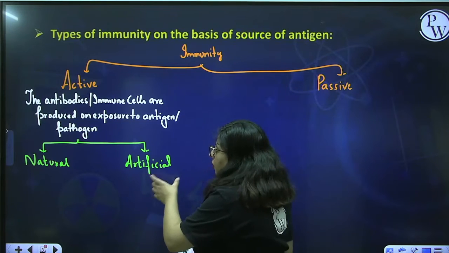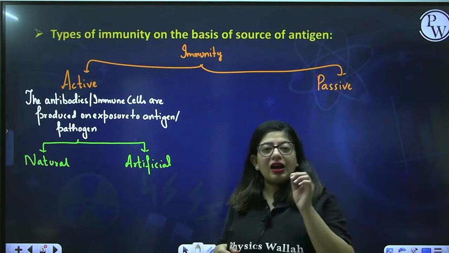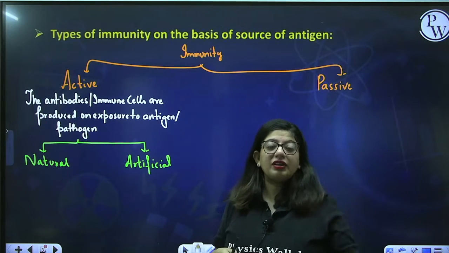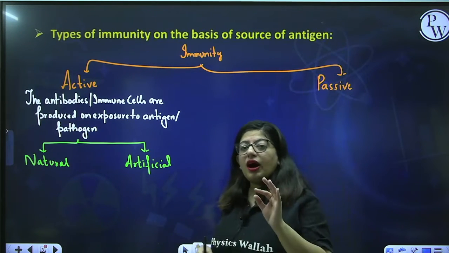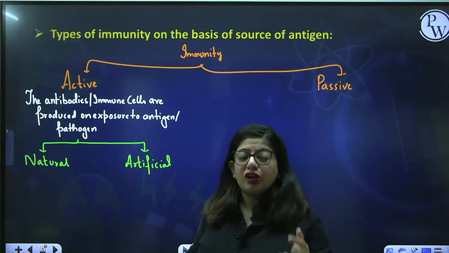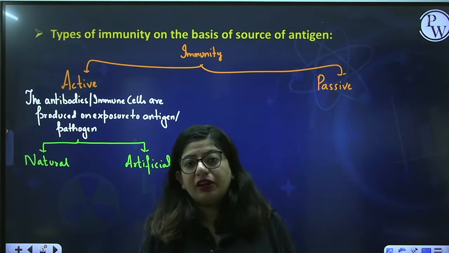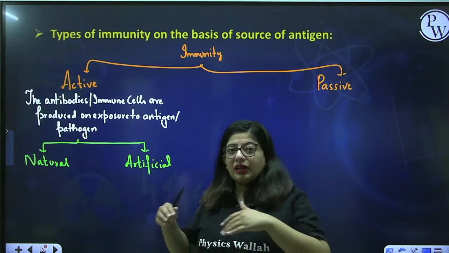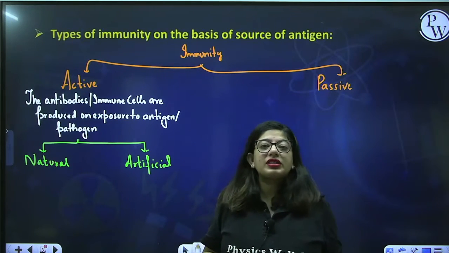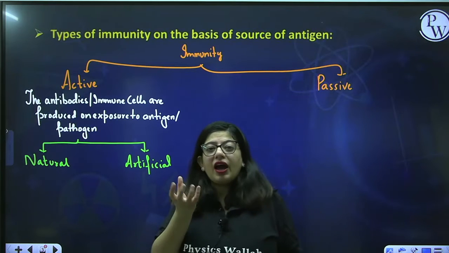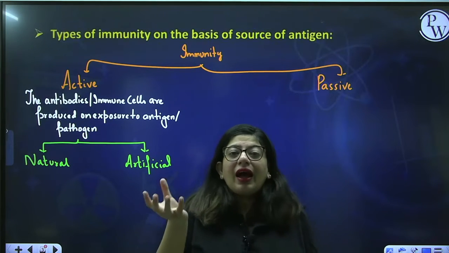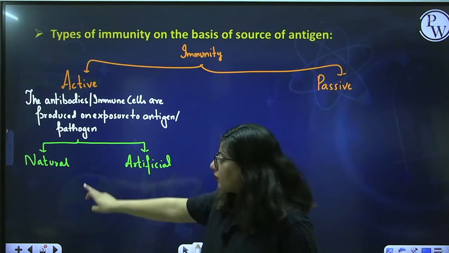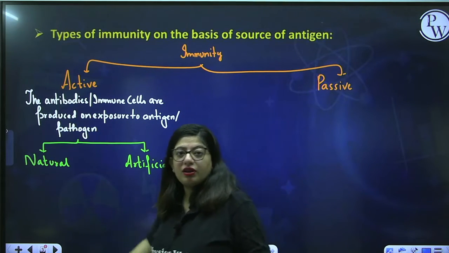Now what about the artificial? In the artificial, you are not giving the disease pathogen, you are not giving a disease, rather you are giving just a part of the pathogen so that the body starts producing antibodies. For example, if I didn't get COVID, but I took the vaccine. What is present in the vaccine? In the vaccine, we have the dead virus. The body is exposed to the virus, but the virus is not causing you disease, unlike the natural one.